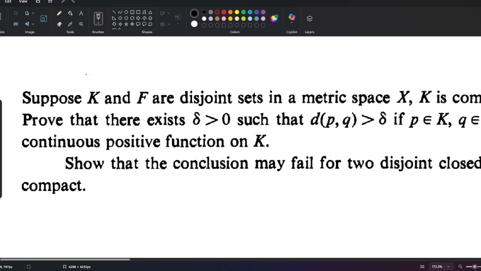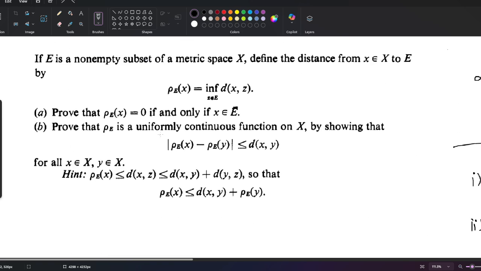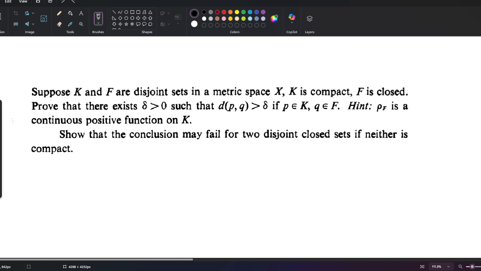We have disjoint sets in a metric space X, which we call K and F, where K is compact and F is closed. I have to show that there exists delta, so that basically the distance between these two sets is greater than this delta, if p belongs to K and q belongs to F. We have as a hint that we can apply the previous problem here directly. We also have to show that the conclusion may fail for two disjoint closed sets if neither is compact.